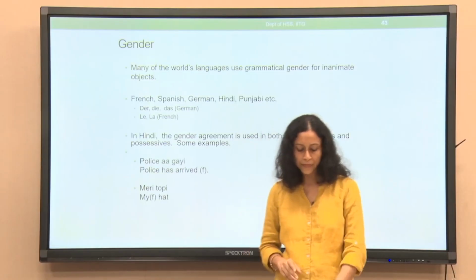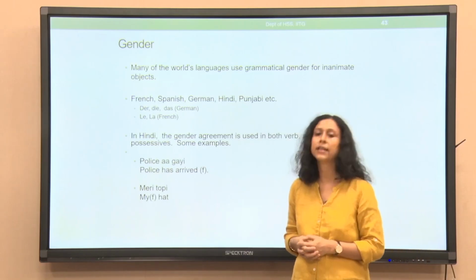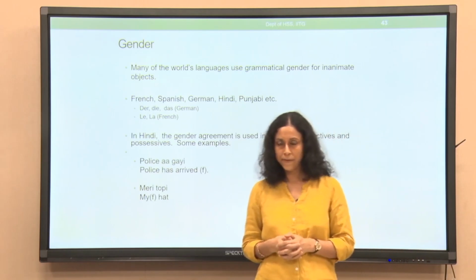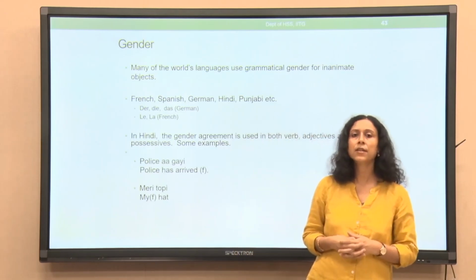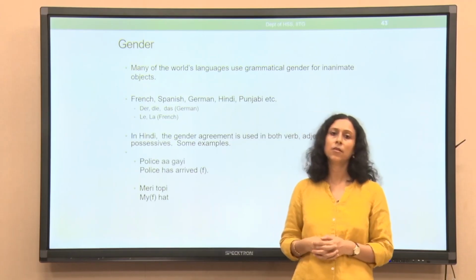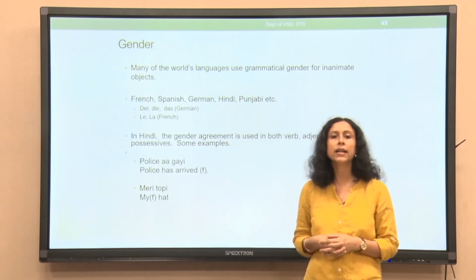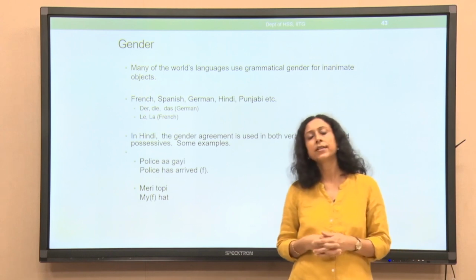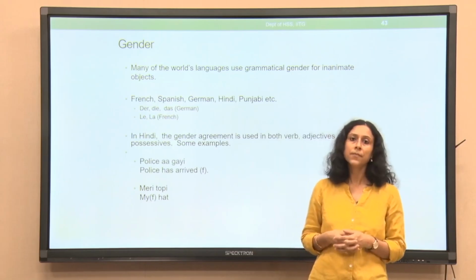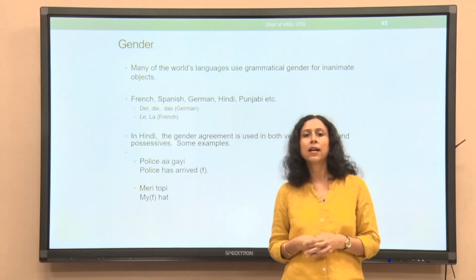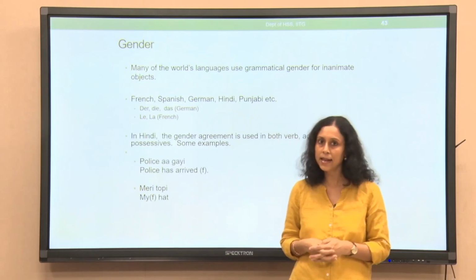The first grammatical aspect that we will discuss is grammatical gender. Languages differ in terms of whether they have a grammatical gender or not. What does it mean to have a grammatical gender? Some languages in the world assign gender to inanimate objects. Of course, animate objects have biological gender, but in some languages, inanimate objects that are not biological entities will also have some kind of gender assigned to them.